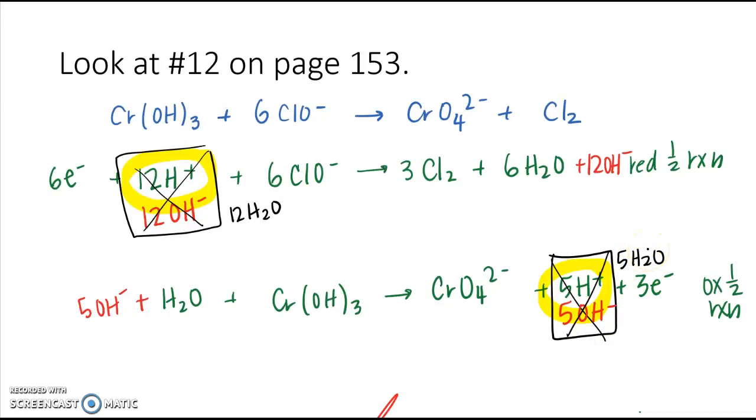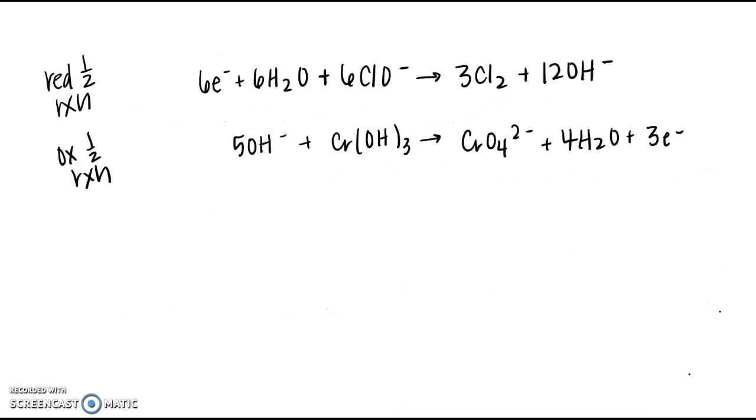But then if you look at what's left, there are no H pluses. And there are only OH minuses floating around. And that is valid when it's basic. So then now we just need to combine these equations together. So this is what you get when you cancel out stuff that's the same on both sides.